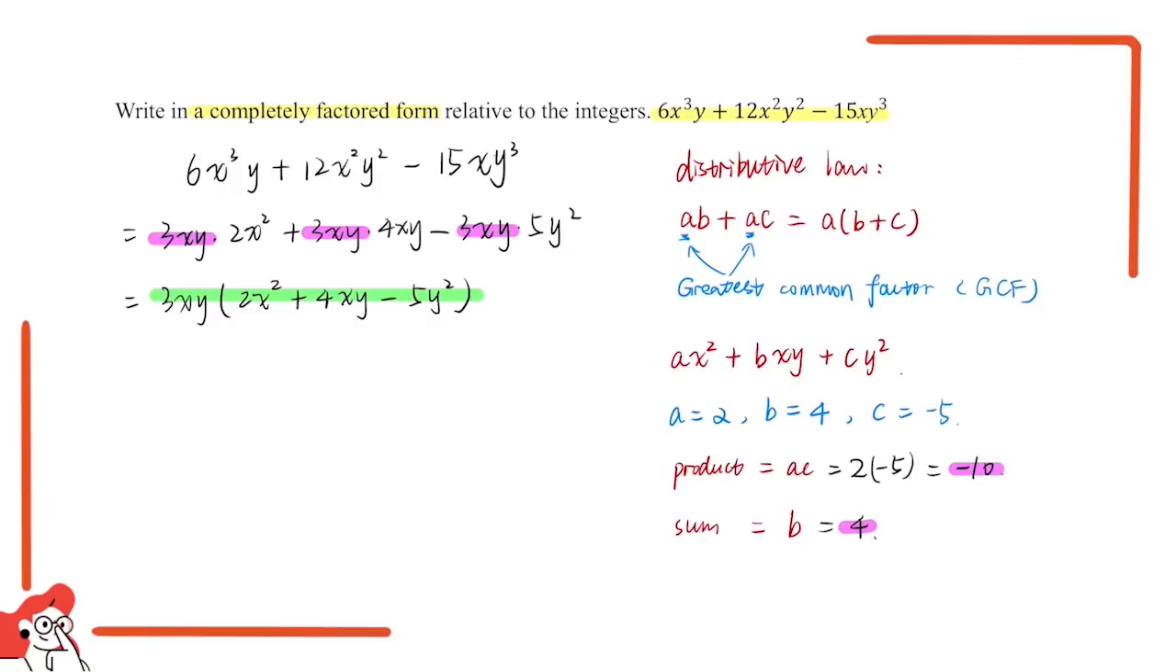So overall, for this question, firstly, we have to know the distributive law, where AB plus AC equals A times B plus C. And also, we have to find the greatest common factor of the polynomial, or the original expression. Then we can factorize the polynomial into the form of a times the sum of several terms. And then we have to test whether each bracket can be factorized further. If not, the completely factorized form is obtained.